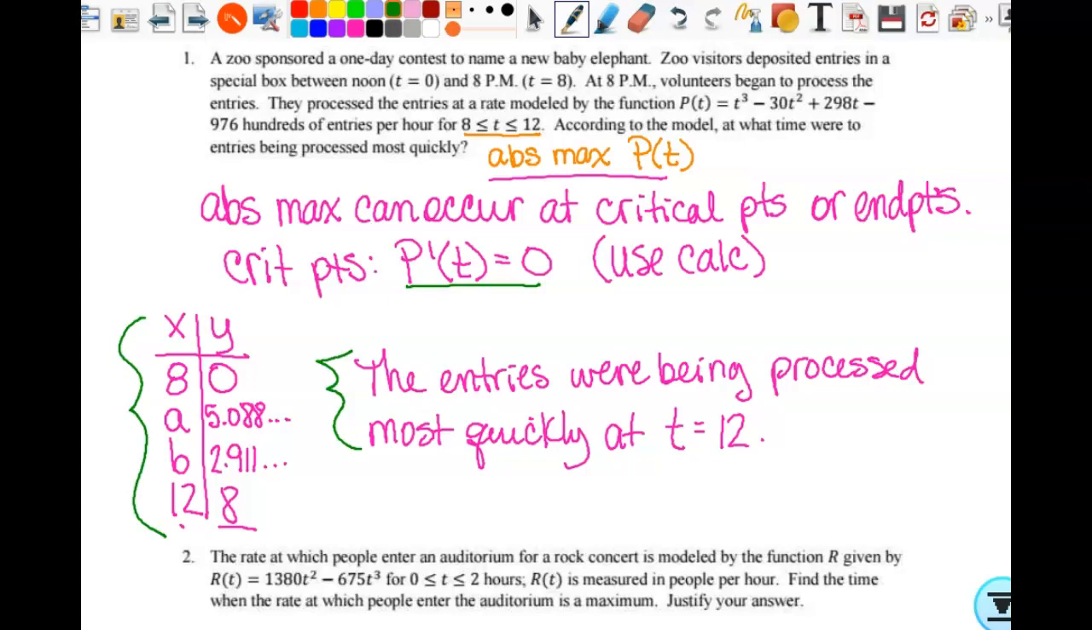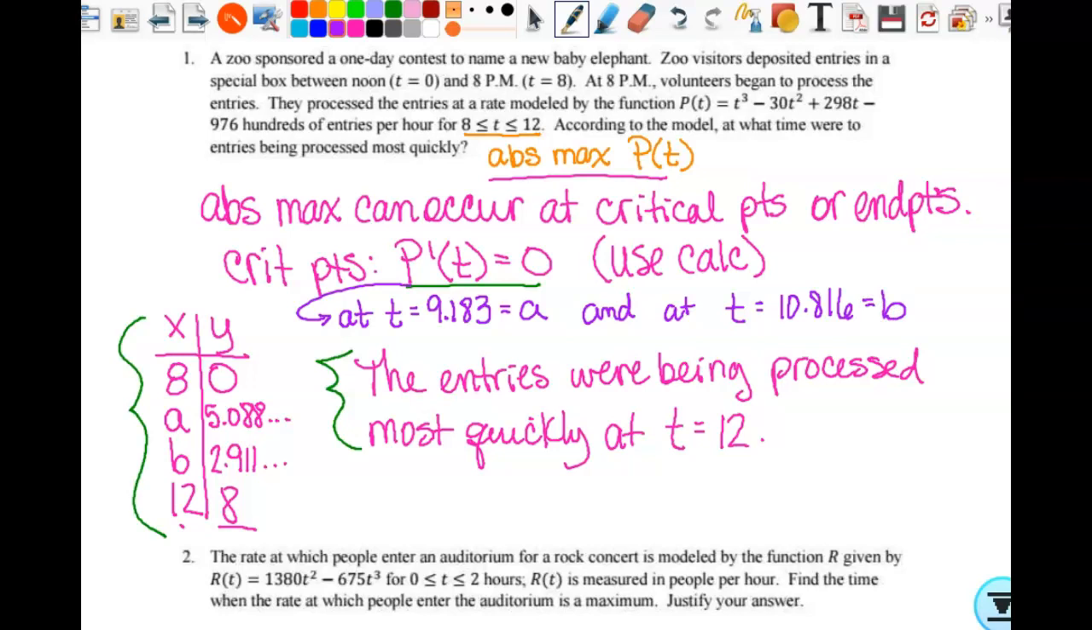What we don't have, and what I didn't have time to add yesterday, we can add right now, is what these values actually are. Even though the calculator is doing this for us, we're saying that we know an absolute max can occur at critical points or endpoints, and our critical points happen here. So we need to also say that this happens at T equals 9.183, which we let equal A, that was our A, right? And at T equals 10.816, which we let equal B. So basically, you have to put the T values on there, and then we called them A and B.